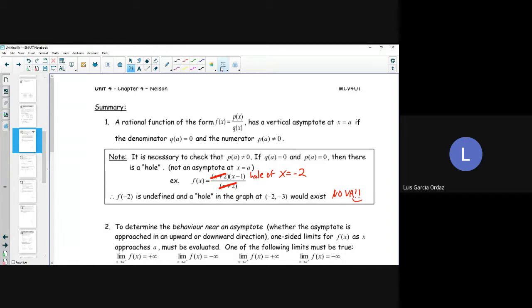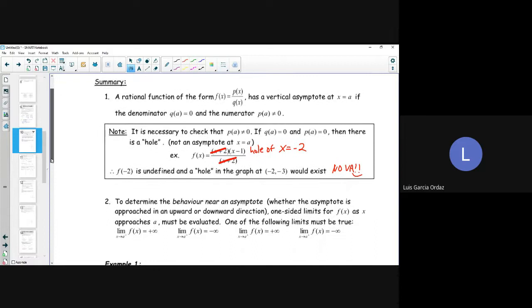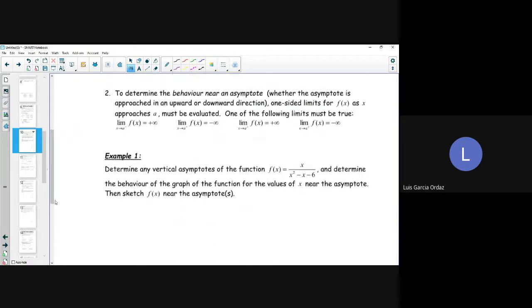So to evaluate what y value our hole happens at, we sub in negative 2 for our equation, and it should give us negative 3. So to determine the behavior near an asymptote, whether the asymptote is approached in an upward or downward direction, one-sided limits for f of x as x approaches a must be evaluated. One of the limits must be true.